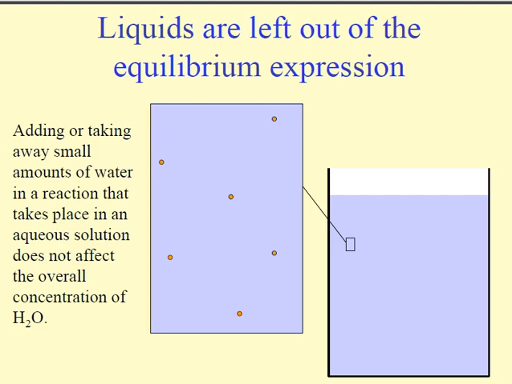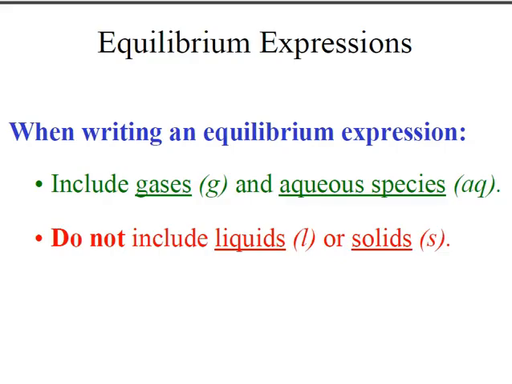All right, here is another explanation for that. If we're talking about liquids, if you add or take away a small amount of water in a reaction that takes place in an aqueous solution, that doesn't affect the concentration of the water. It affects the concentration of the stuff in the water, but it doesn't affect the concentration of the water itself. Okay, so liquid concentration doesn't change, and neither does solid over the course of a reaction. So we're going to include gases and aqueous species, and we're not going to include liquids or solids when we write the equilibrium expression.